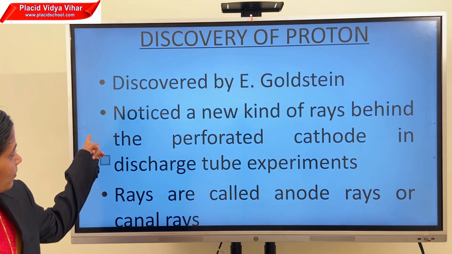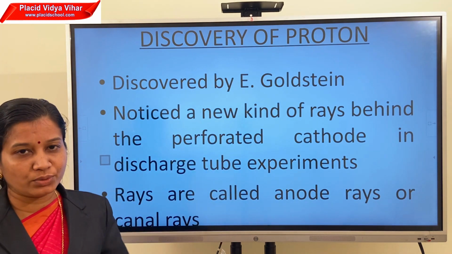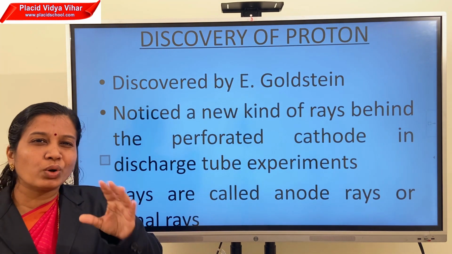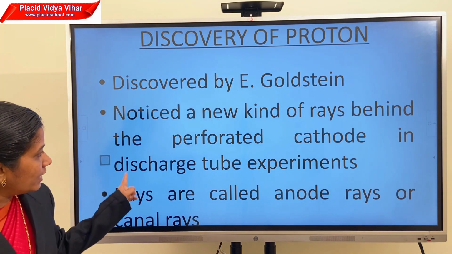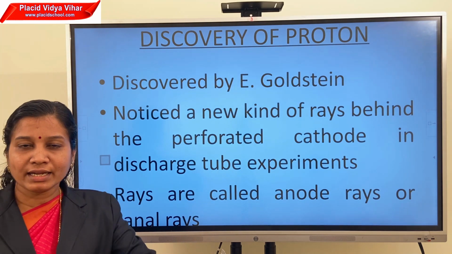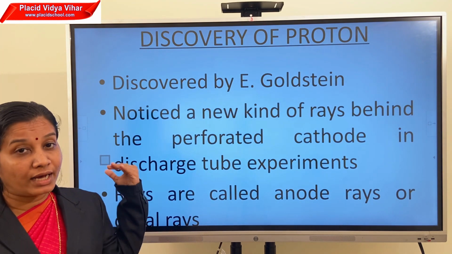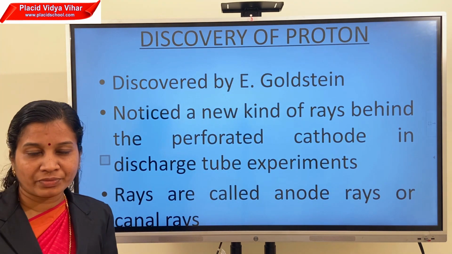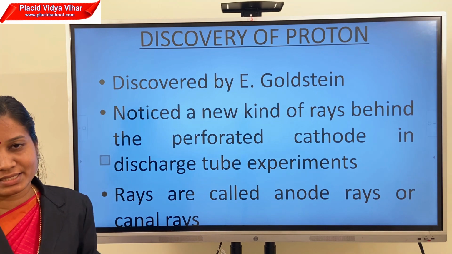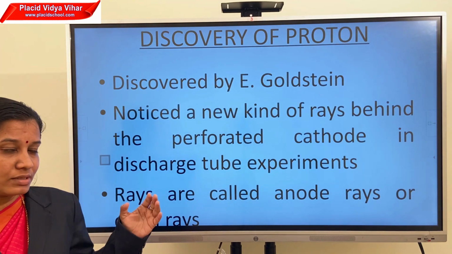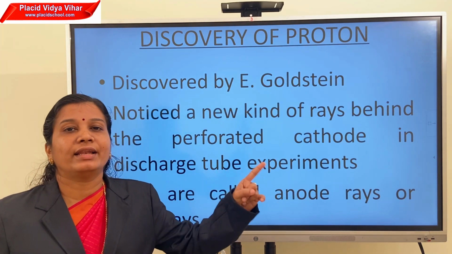And second point, you can see that he noticed a new kind of rays behind the perforated cathode. Perforated means what? Some holes. So we can put some holes in that cathode. So perforated cathode in discharge tube experiments. When he conducted the discharge tube experiment, he saw that some rays are emerging from the anode and moving towards the cathode. And these rays are called anode rays or canal rays. These rays are called anode rays because they are emerging from the anode.